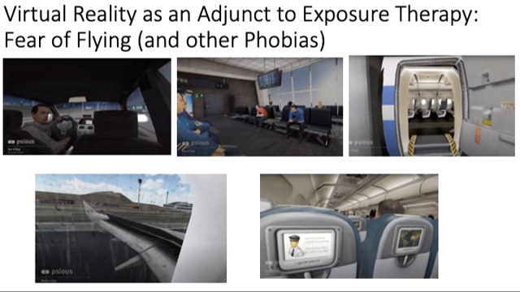Then we have instances of where we use virtual reality as an adjunct to exposure therapy for people who experience phobias. And so this example here is for someone who has a fear of flying. This person goes through several scenarios that actually begin when they're at home packing the bag, because a lot of people have anticipation anxiety. But then they have the taxi ride to the airport.